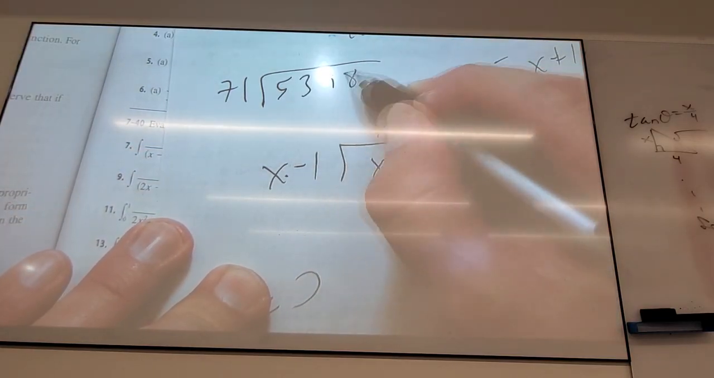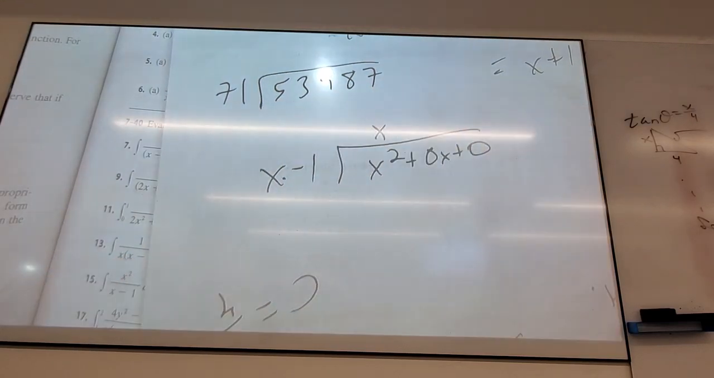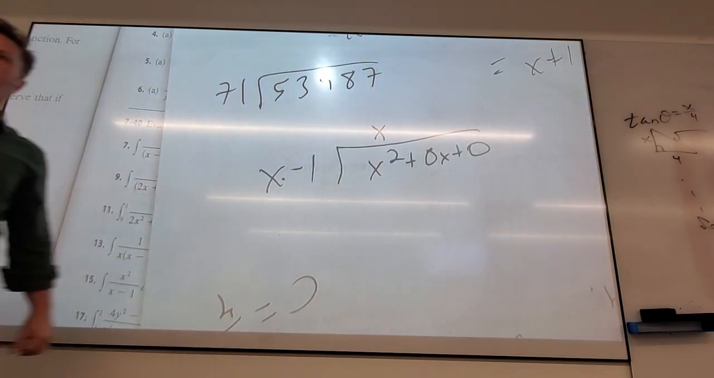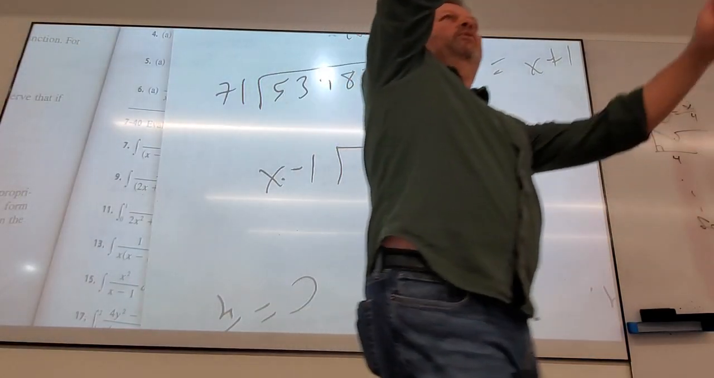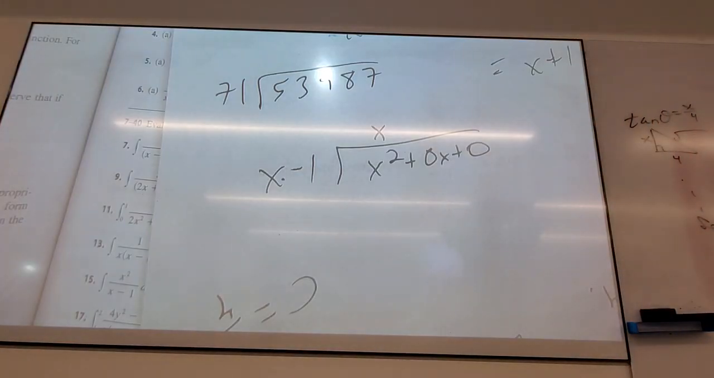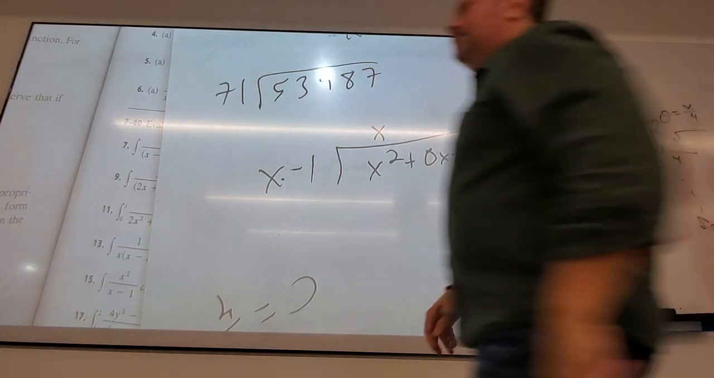How would you begin to long divide this? Can somebody really think about what you do? What would I put on the top? And exactly why? You can do it. No, I'm sorry.